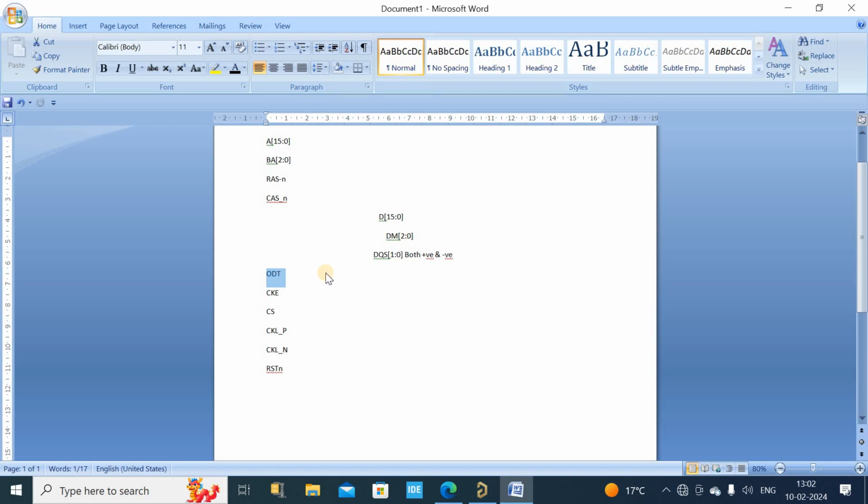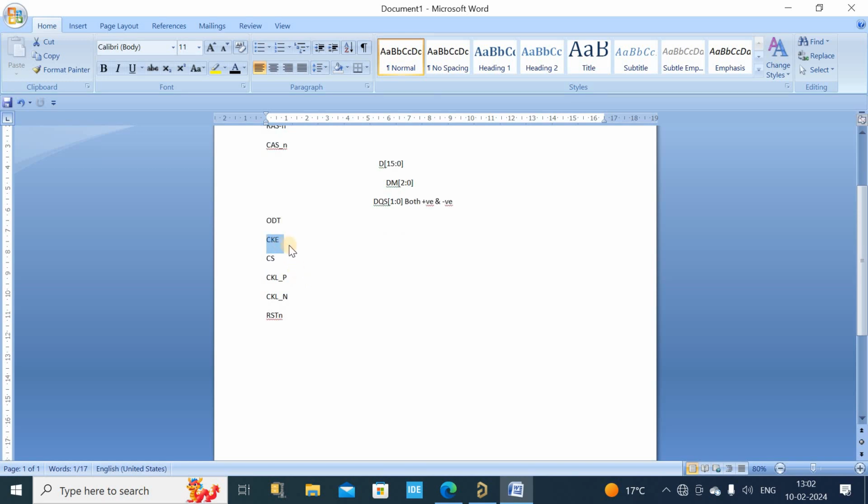And then down here I have ODT, which stands for on-die termination. This is for enabling the termination resistor in order to prevent reflections, which is pretty important in terms of signal integrity. And then I have the clock enable signal, for enabling the clock signals. And then we have CS, that is chip select, which determines which particular chip is being used.